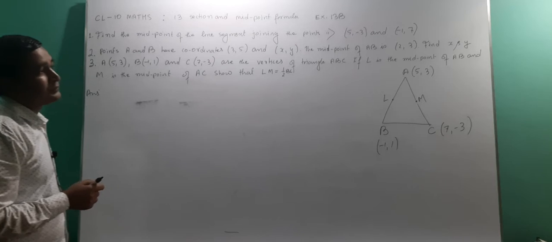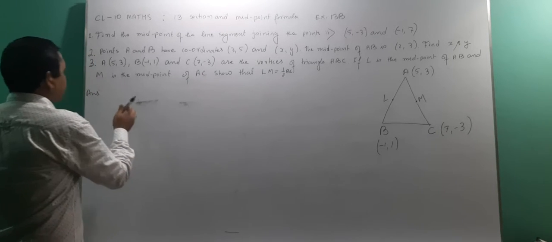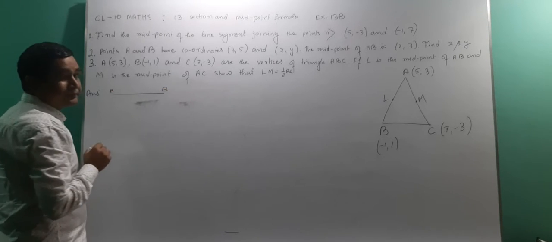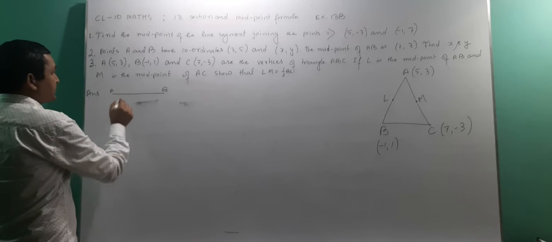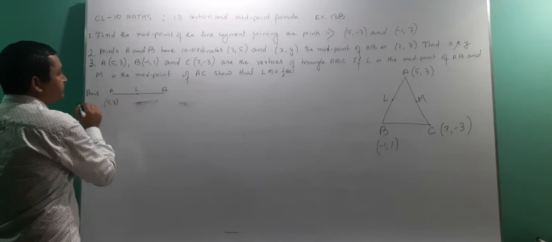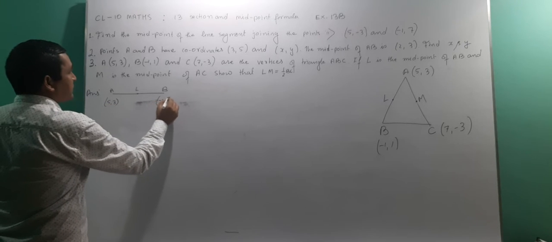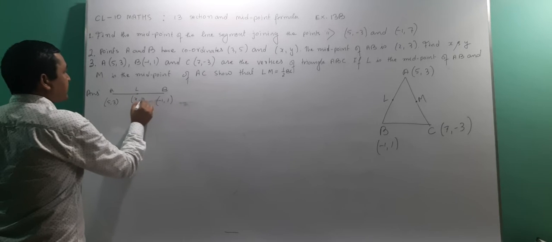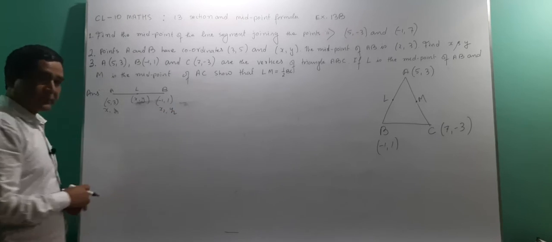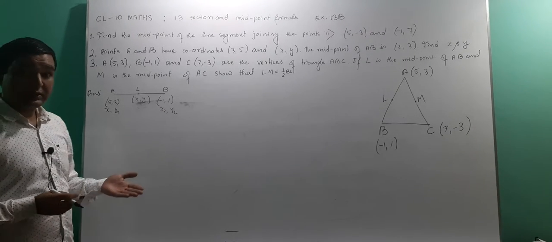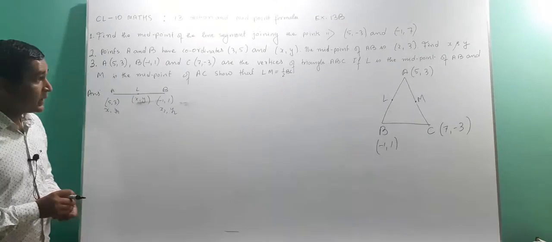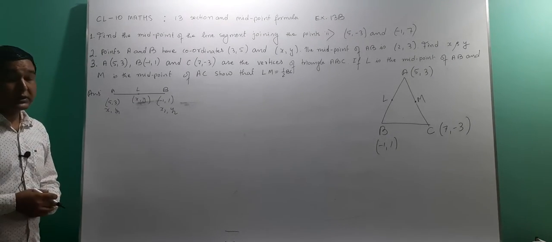L is the midpoint of AB. Let me draw AB here: A, B, and the midpoint is L. A is (5, 3) and B is (-1, 1). The first point is marked (x1, y1) and the second is (x2, y2). We can also do this directly, otherwise take the help of the formula. Always make the habit of writing the formula, because the formula carries some marks.